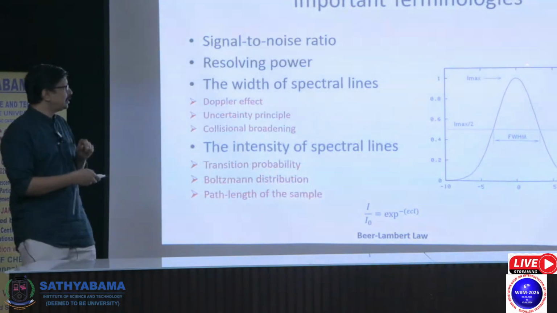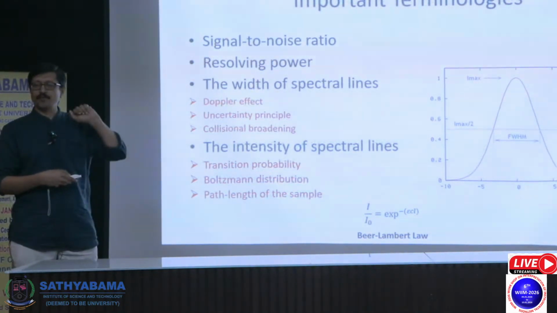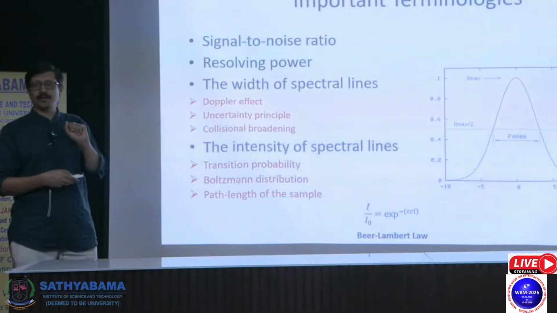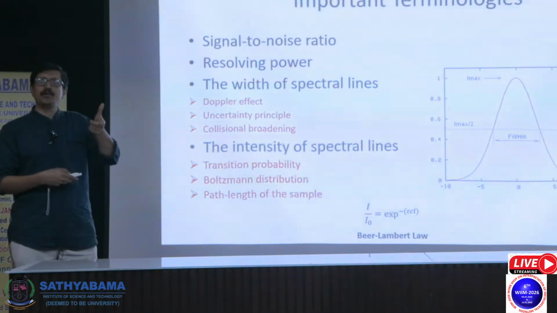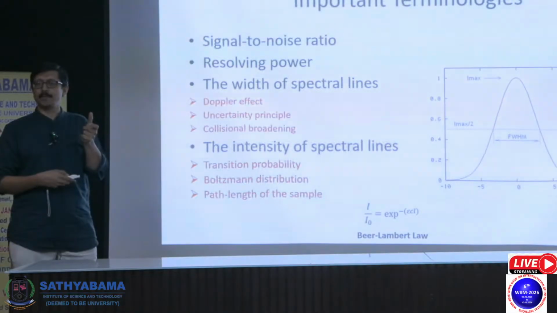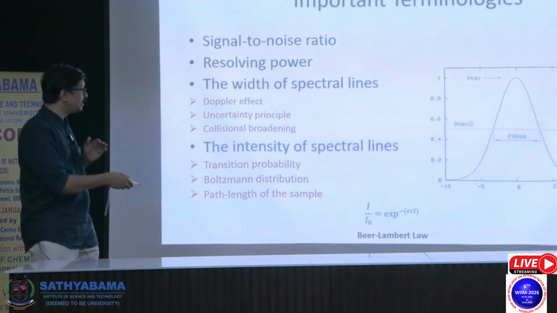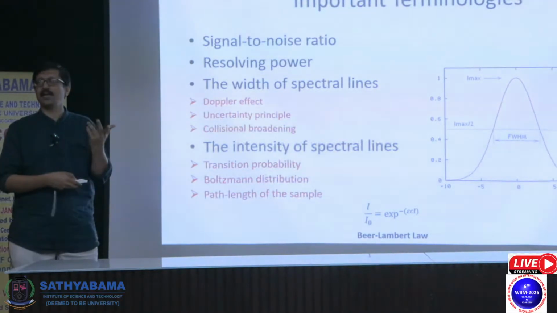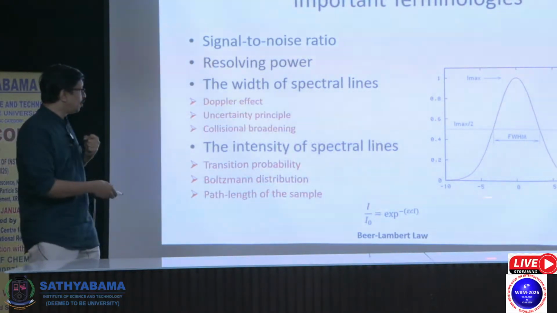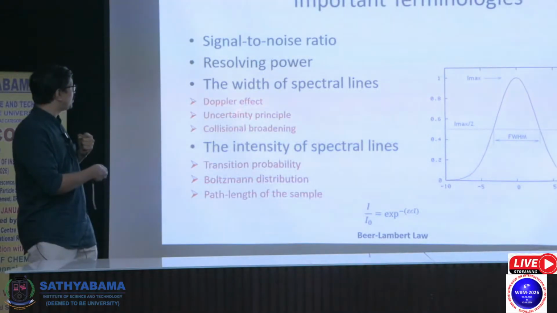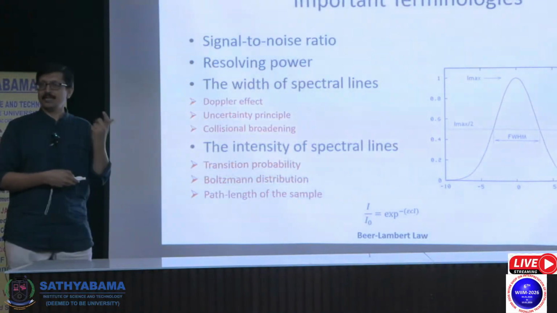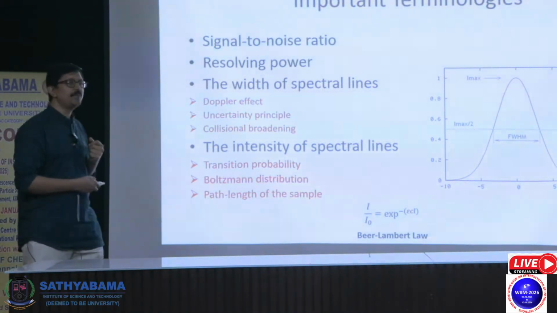So something which is remaining in the excited state for less time, then the energy that you are measuring, which is the emission, will have more error. So that is going to spread on the x-axis, which is basically energy. So lambda is energy. So that spread will be high because of this uncertainty principle. That is another aspect. Collisional broadening.